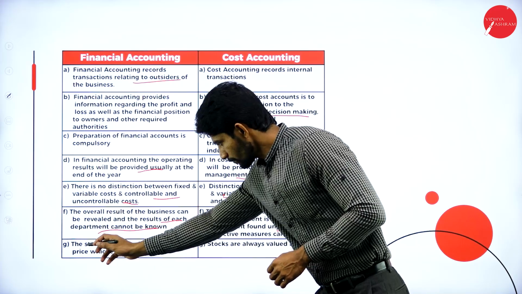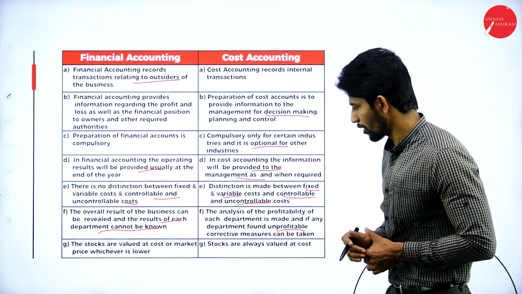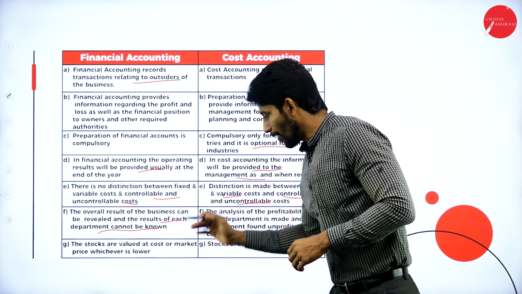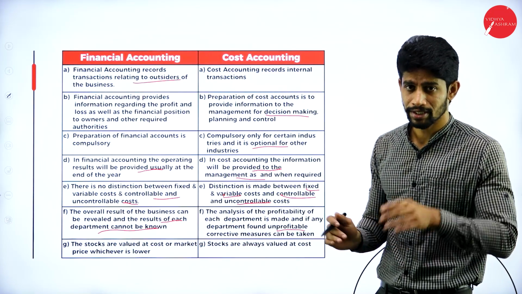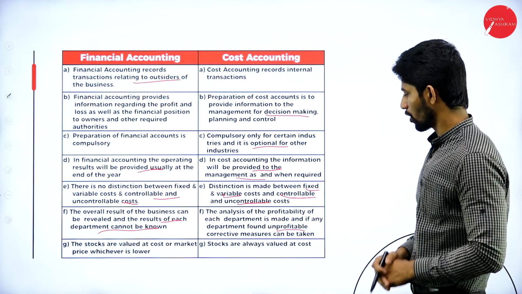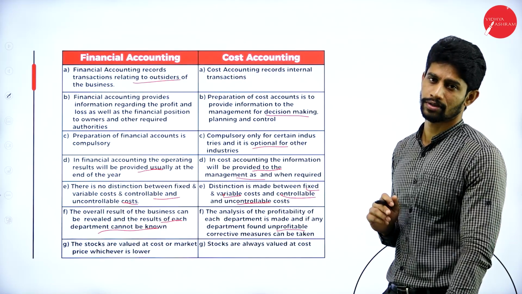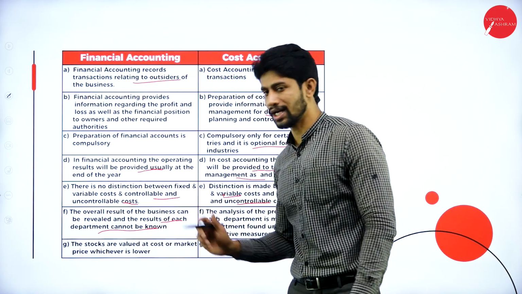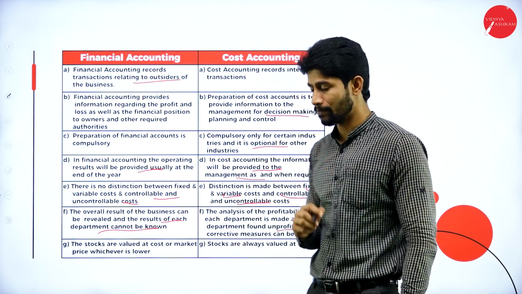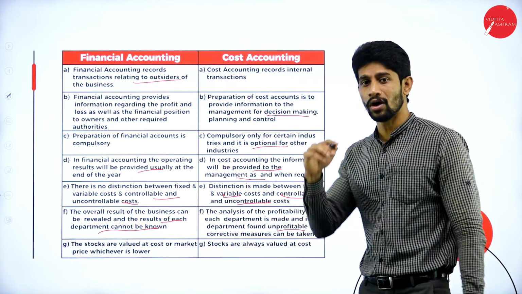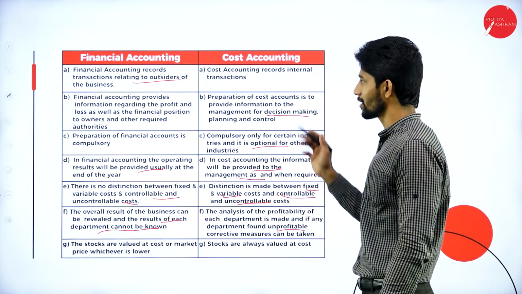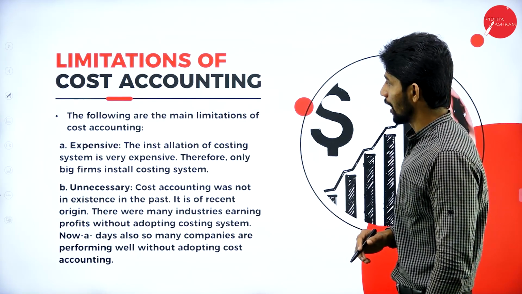Next one, the stocks are valued at cost or market price, whichever is lower. The stocks are valued at cost or market price, whichever is lower, under financial accounting. But under cost accounting, stocks are always valued at cost. Yes, here in financial accounting, it is valued on cost or the market value, whichever is less. But under cost accounting, the stocks are always valued based on the cost value. So these are the differences between financial accounting and cost accounting.